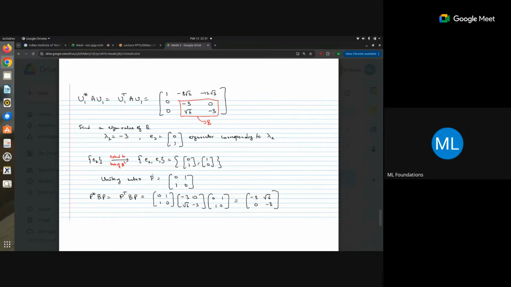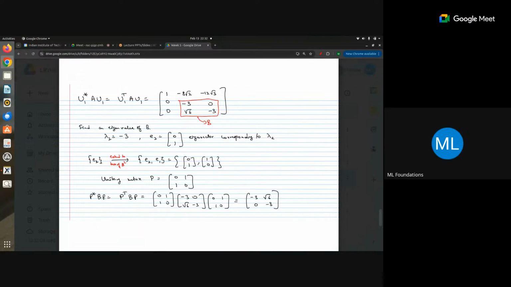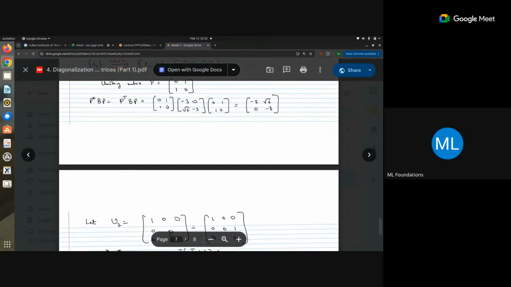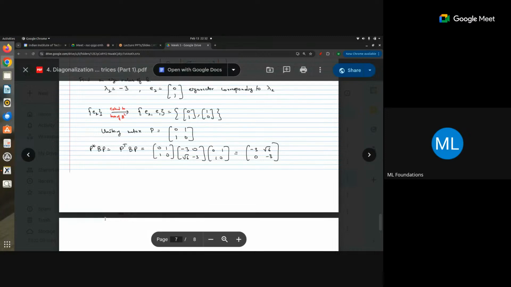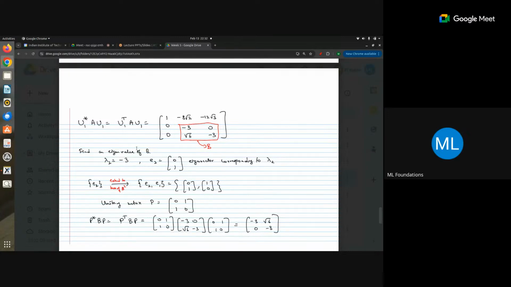Consider this matrix as P, which we just got from the orthonormal basis. If I multiply this, P star B P, I'll get this part, right? Minus 3, root 6, 0, minus 3. You wanted that so that you make this u2 as 1 0 0 0 0, and this P is 0 1 1 0. And then use this u2 to multiply this u1 star A u1. That is okay.